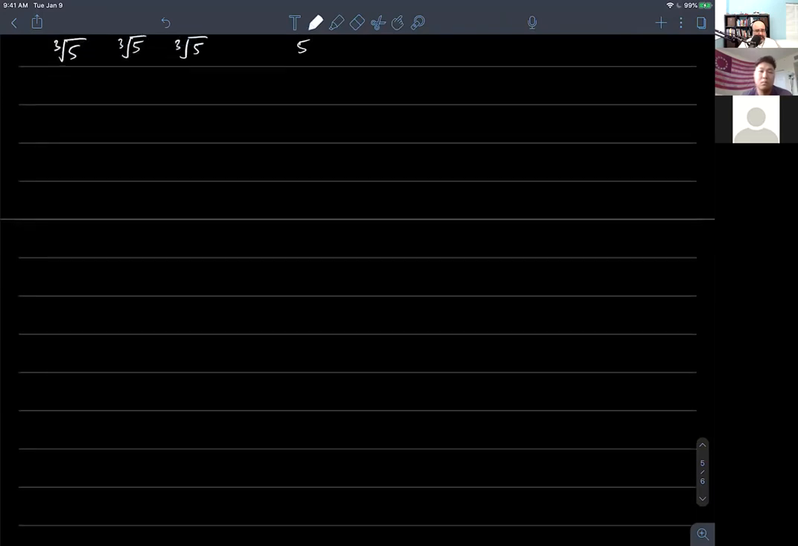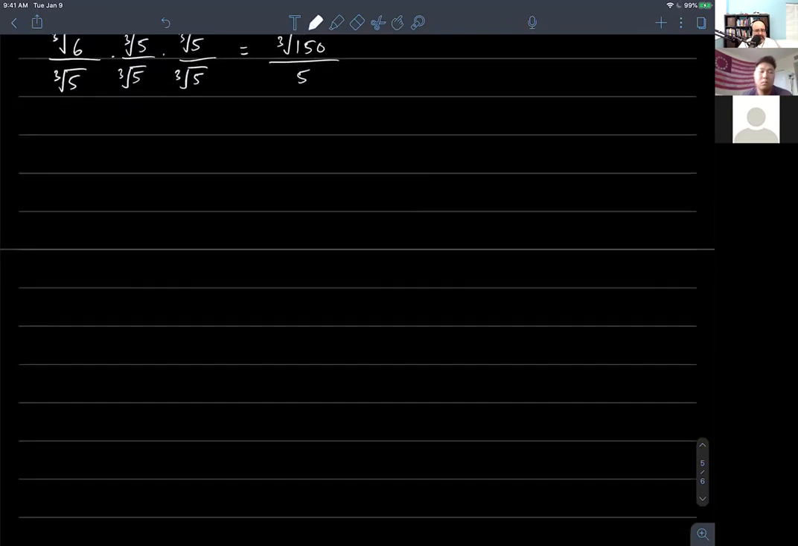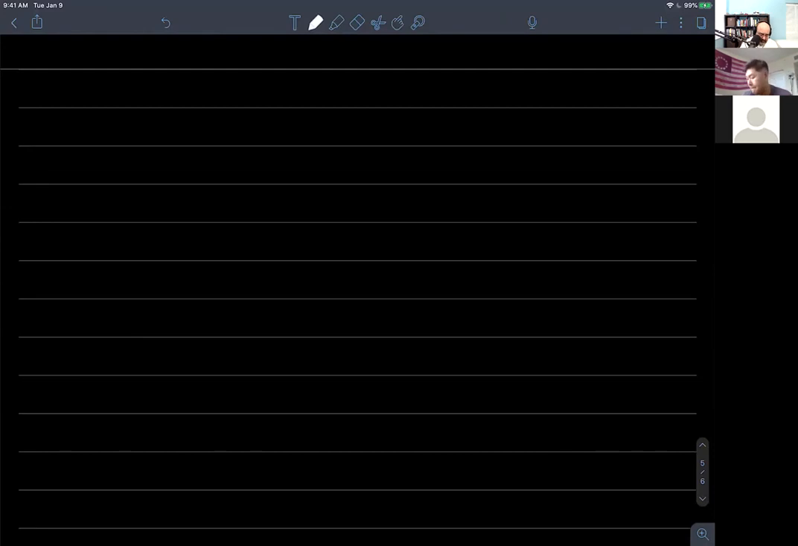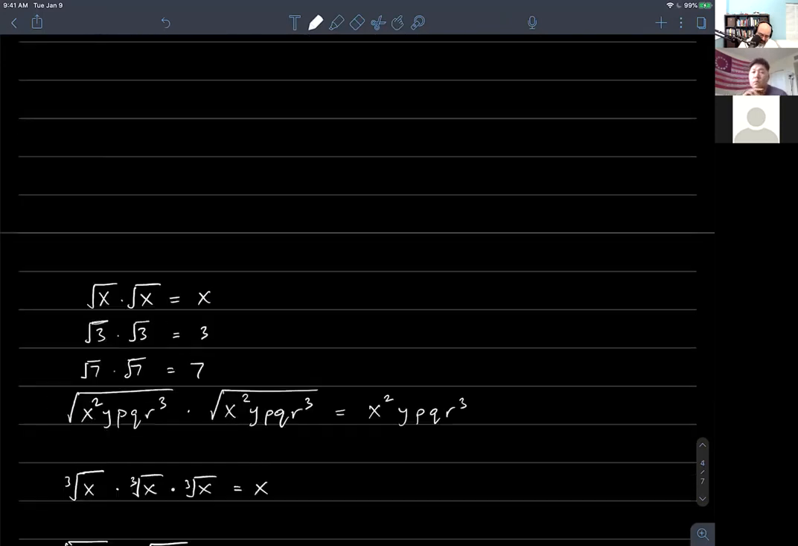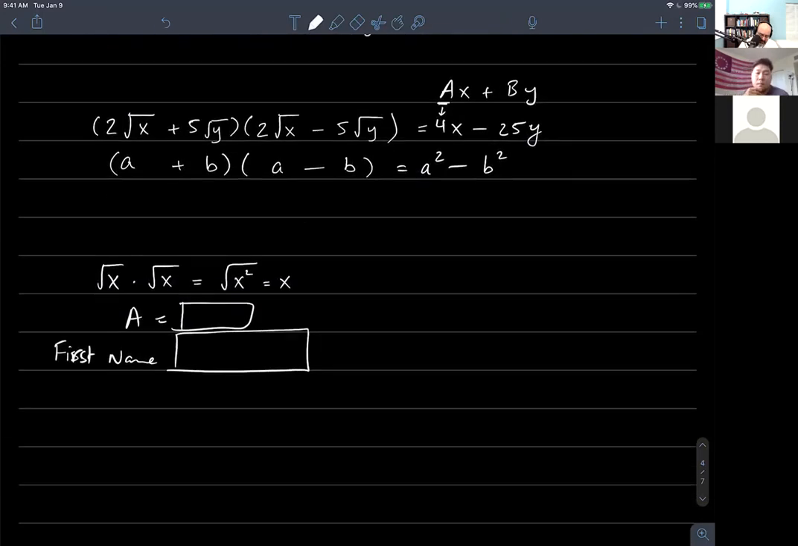Let's do one other thing. As a refresher, what is this equal to? A squared minus B squared. So remember, we already did an example of this right here.